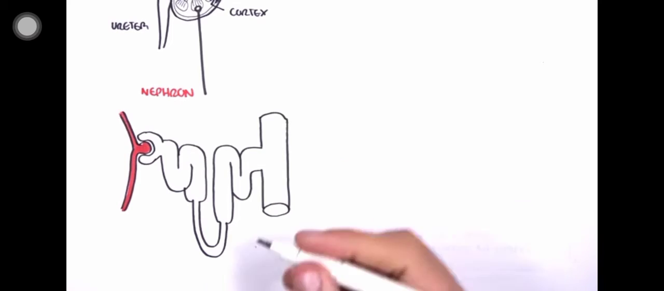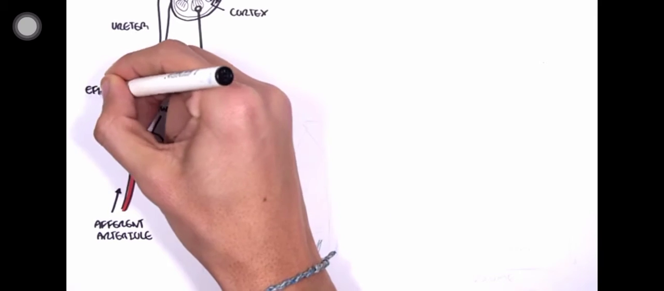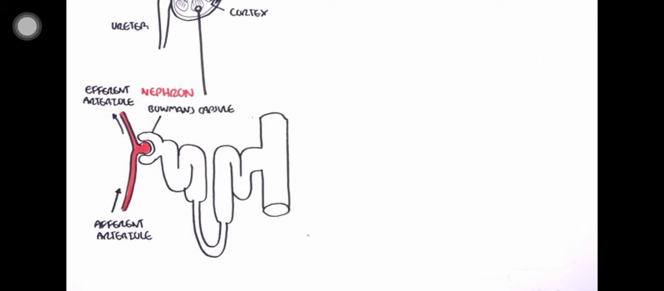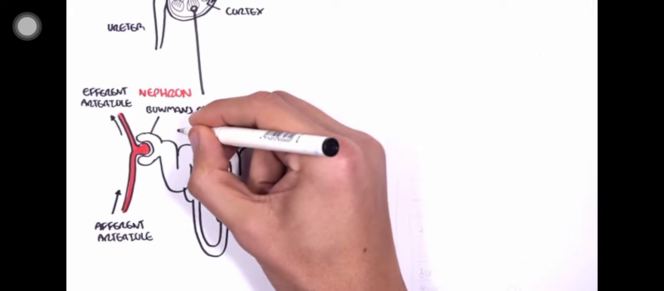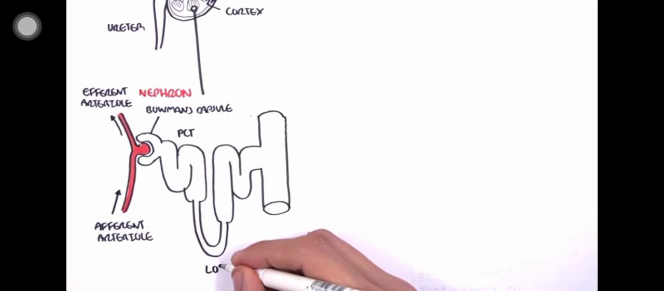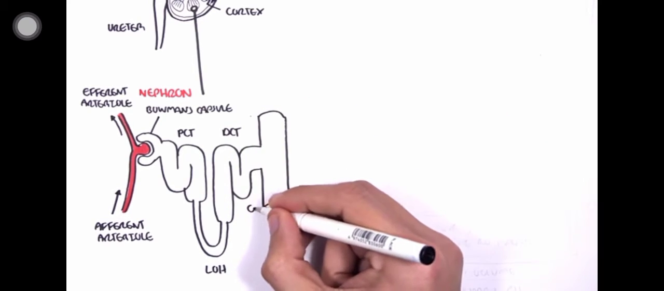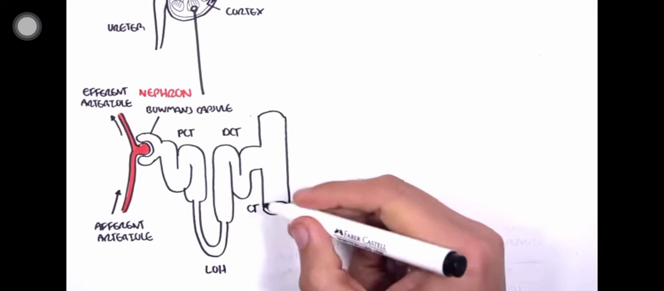The head of the nephron is the Bowman's capsule, where the afferent arteriole brings blood in, forming the glomerulus, and then we have the efferent arteriole leaving the glomerulus. Once filtering has occurred within the Bowman's capsule, the filtrate will travel along the tubule of the nephron. Firstly, it will pass the proximal convoluted tubules, then it will go down towards the loop of Henle, the distal convoluted tubules, and then finally the collecting duct.